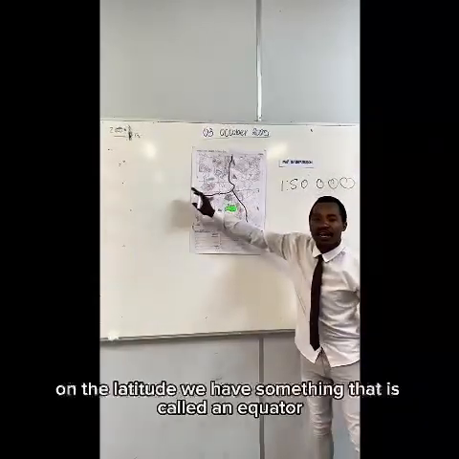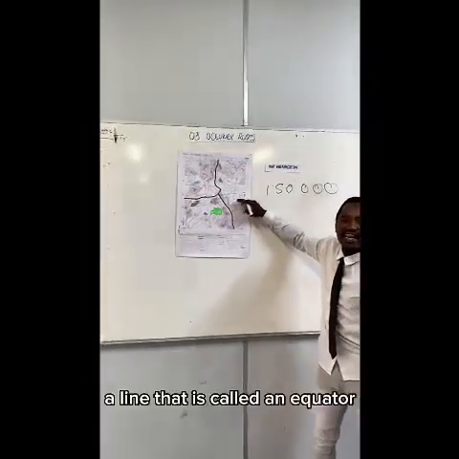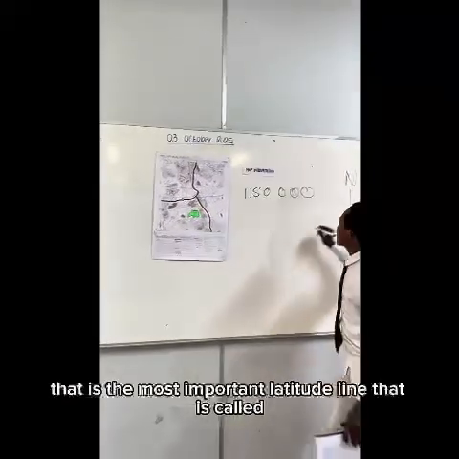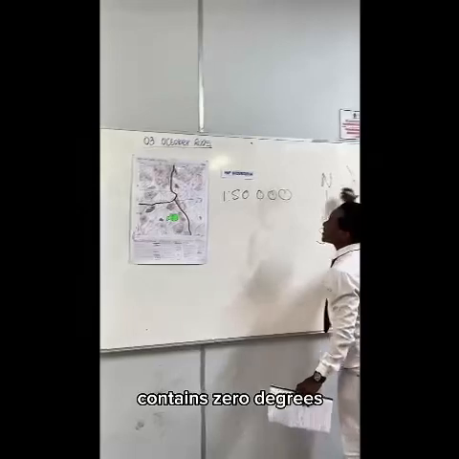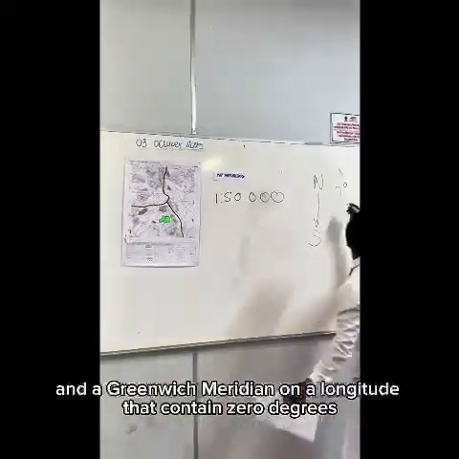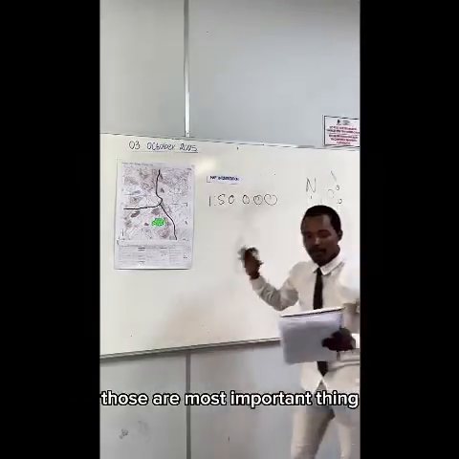So on the latitude, we have a line that is called the equator. That is the most important latitude line. It contains 0 degrees. And the Greenwich meridian on the longitude, that contains 0 degrees. Grade 8, you should know this. Those are the most important things.